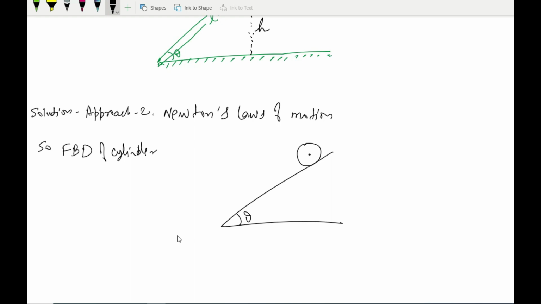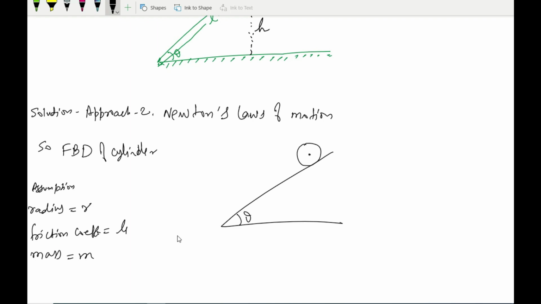Assumptions: these are not given but we will assume them. Radius is r, friction coefficient equal to mu, and mass of the cylinder equal to m. So these are the assumptions. Finally, from the result, these will vanish, they will cancel out.